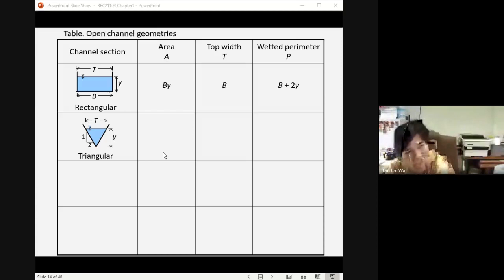Anyone can give me the formula for area and height. You can actually type your answer in the chat box. But I want you to utilize the Z and Y. I don't want you to give me half times T times Y. I want you to use only Z and Y. There's a reason: if I give you another triangular section where I change Z, you can easily use the same formula to find A, or the wetted perimeter and things like that. If no one can give me, okay, it's ZY squared.